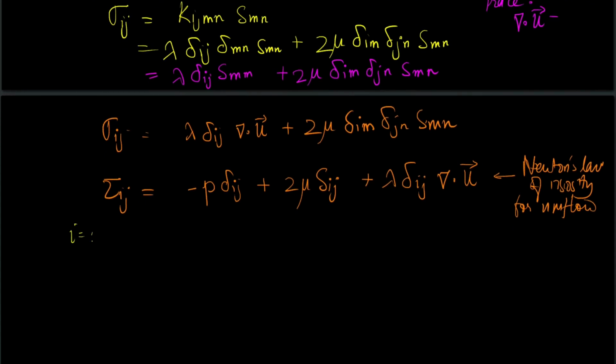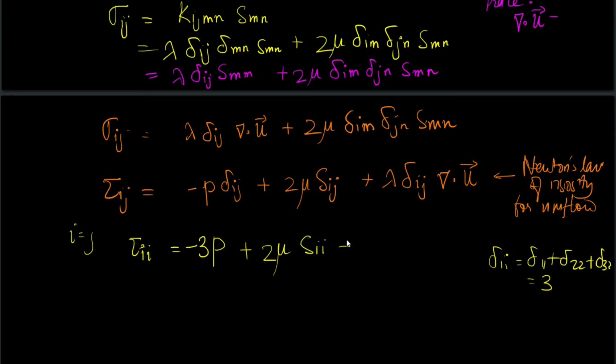Now, when we set i equal to j in this expression, this becomes tau ii is equal to minus p delta ii. Now, delta ii is equal to delta 11 plus delta 22 plus delta 33. It is equal to 3. So this becomes minus thrice the pressure. This becomes minus 2 mu Sii plus this becomes again 3 lambda, the divergence of the velocity. Moreover, Sii once again is the trace of the rate of strain tensor, and this becomes minus 3p plus 2 mu plus 3 lambda times the divergence of the velocity.